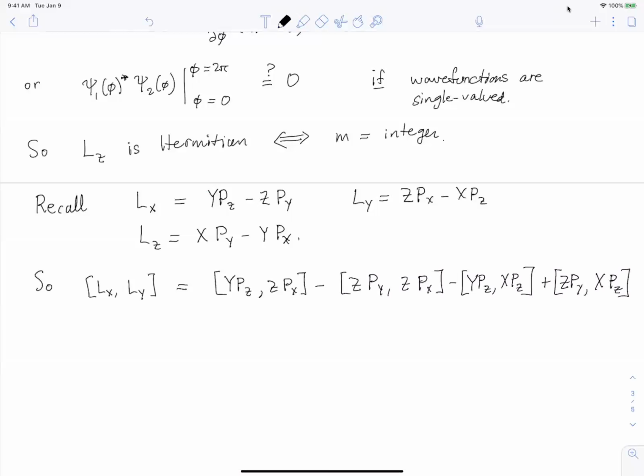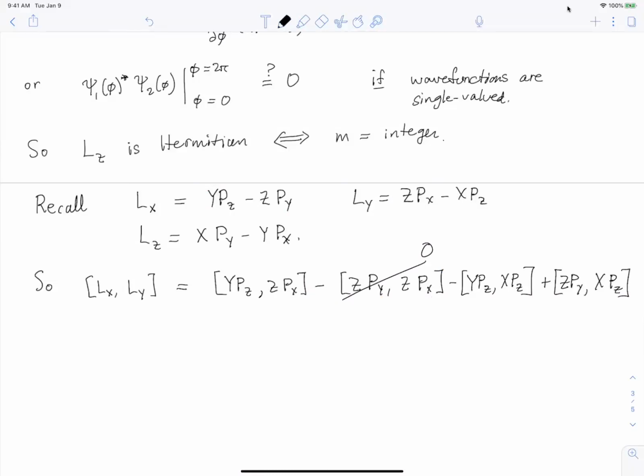Okay, so we have to compute all of those things, but some of them are easier than others. So for example, let's consider the second term here. The thing is, everything in it commutes with everything else, because z ignores p sub y and p sub x, and it certainly commutes with itself. P sub y ignores z, and it also commutes with p sub x. So everything here commutes with everything else, and so that whole thing is just 0.